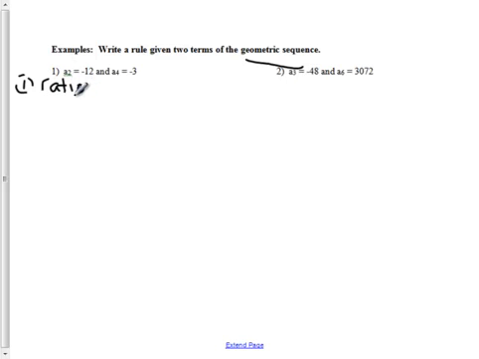And how we do this, we are going to set up, write out the equation first. So I'm going to write the equation at the top, a to the n equals, we want our first term multiplied by our common ratio raised to the n minus 1. So let's write out what we have so far.